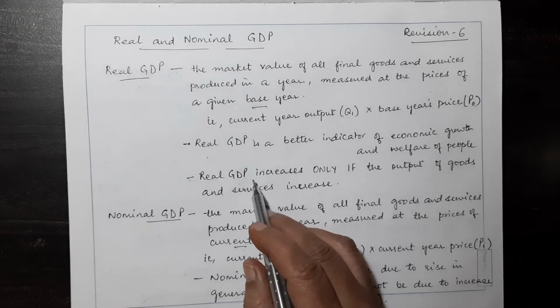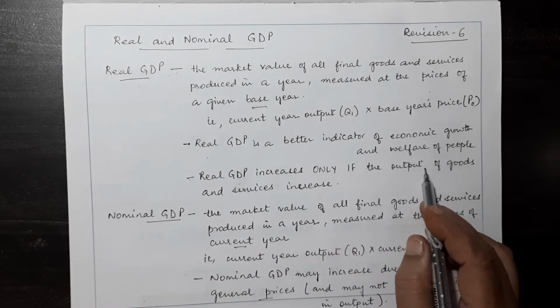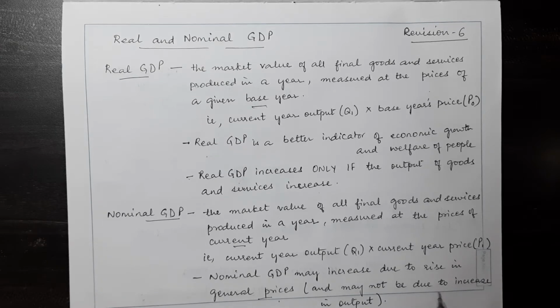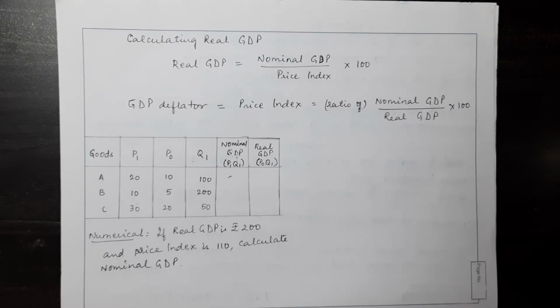So real GDP increase means increase in output. Increase in nominal GDP means because of the rise in the general prices. And this may not be due to increase in the output. So output may not increase. Because of the increase in prices, the nominal GDP might increase. Okay. So how do we calculate the real GDP?